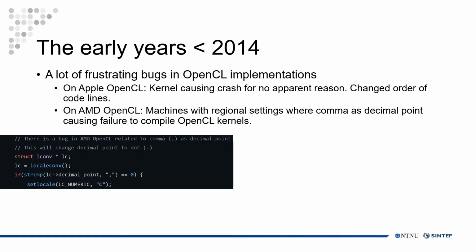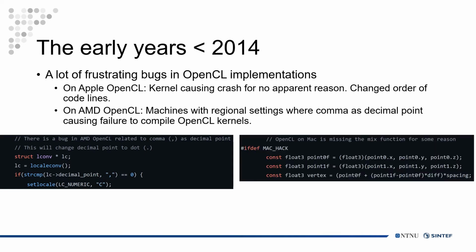And I still have this piece of code in FAST running at startup, which detects if the decimal point in the current locale is set to comma, and if so, changing it to dot. Here's a piece of kernel code with a hack to deal with the fact that the mix function was missing on Apple OpenCL.